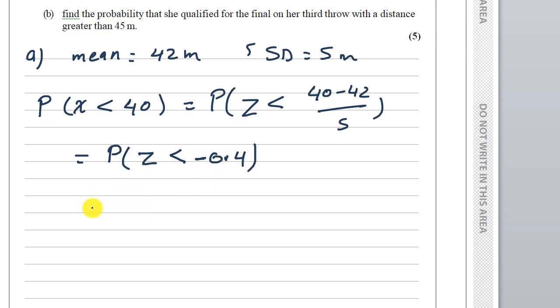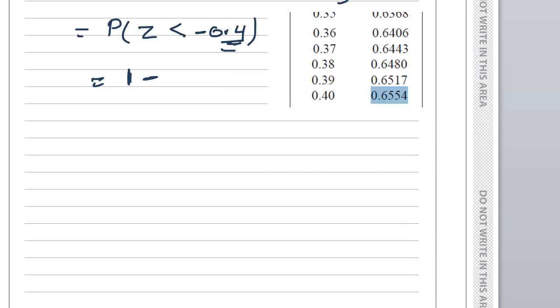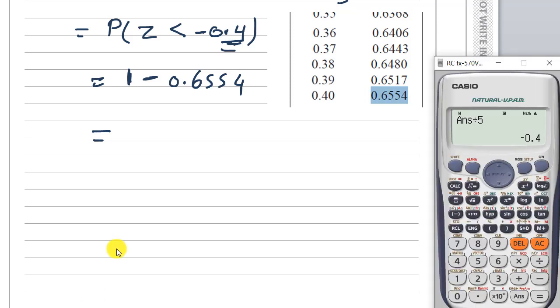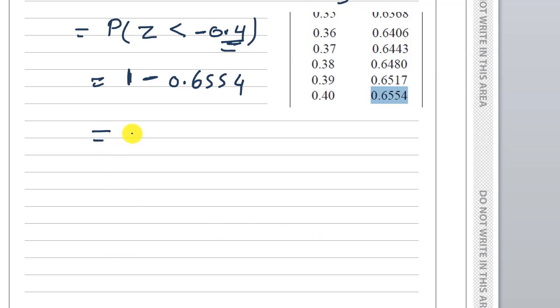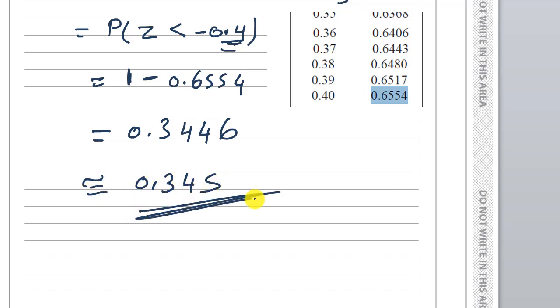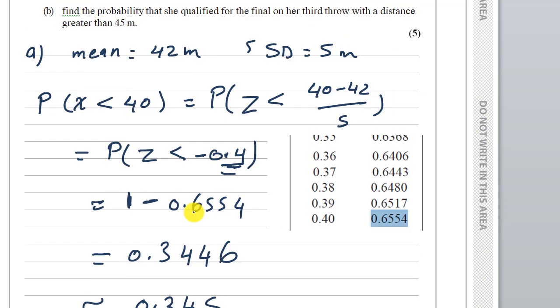We know that this probability is equal to 1 minus 0.6554. So it is equal to, let us find this value, 1 minus 0.6554, so it is equal to 0.3446, which is approximately 0.345. And this is the answer of this part of the question. Let us go ahead to another one.